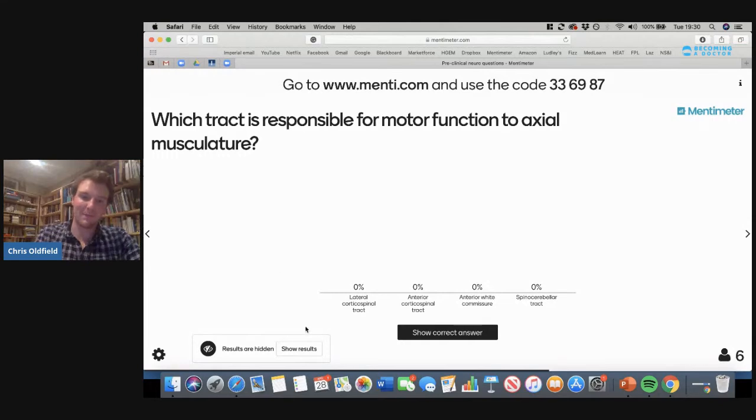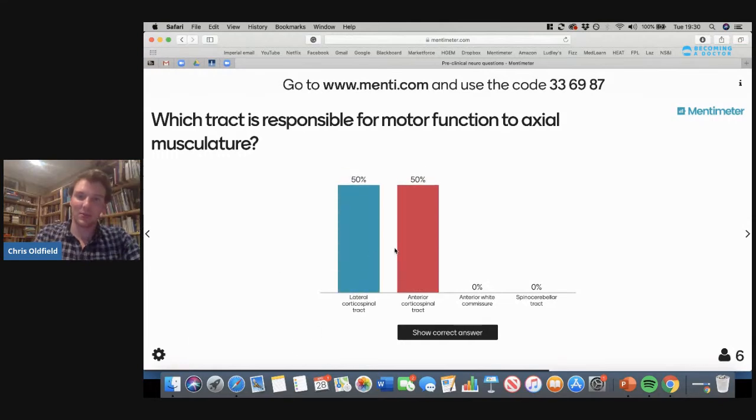Okay, let's see what we've put. So we got a bit of a split here. I purposely didn't tell you what axial meant. I didn't remind you here. So axial means your trunk, so it's not your limbs. The lateral corticospinal tract supplies your limbs, your arms and your legs, whereas the anterior corticospinal tract is what deals with your axial musculature. So that's your torso.